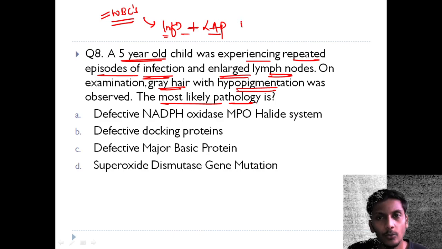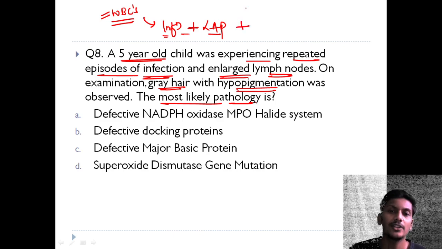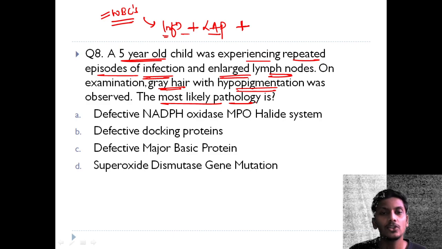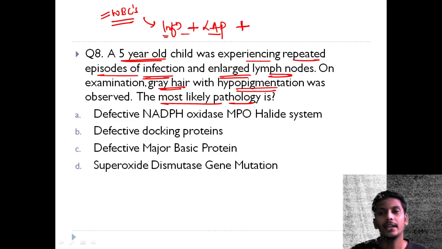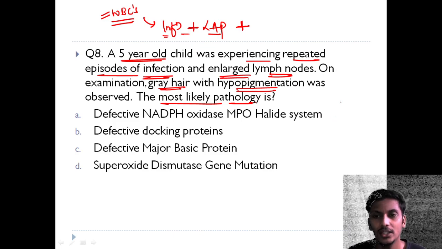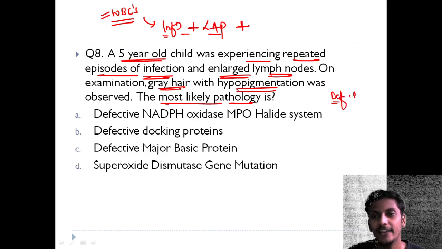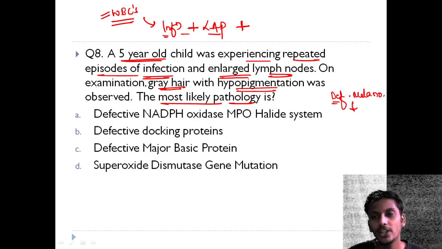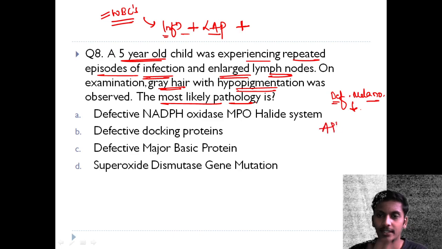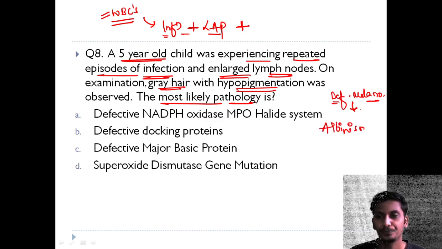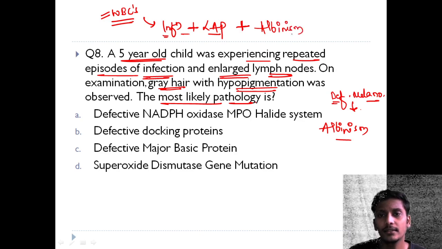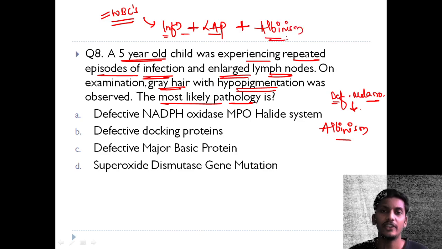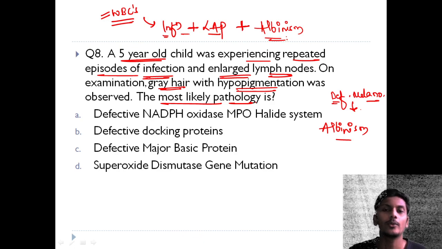But along with that, what have they mentioned? They have also mentioned that on examination, the child shows gray hair along with hypopigmentation. And usually, gray hair along with hypopigmentation in children is due to defective melanocytes. And defective melanocytes are seen in which condition? Defective melanocytes are seen in a condition known as albinism. So the three features that we can see over here are repeated episodes of infection along with lymphadenopathy along with albinism.